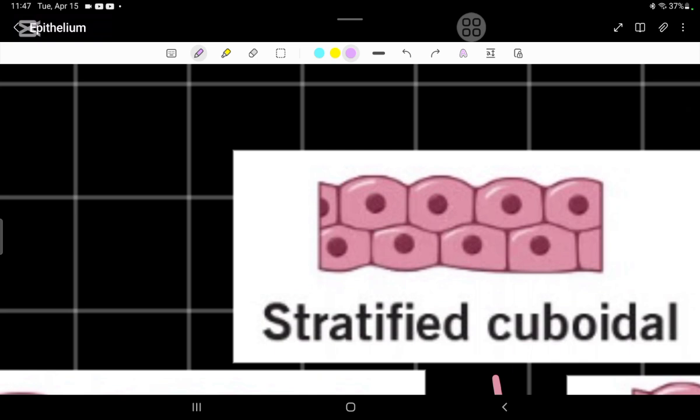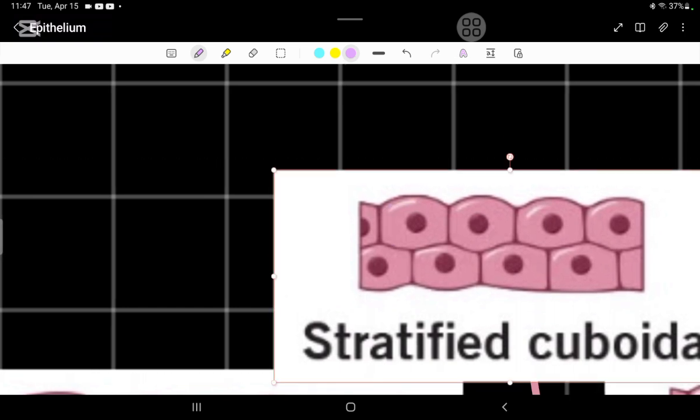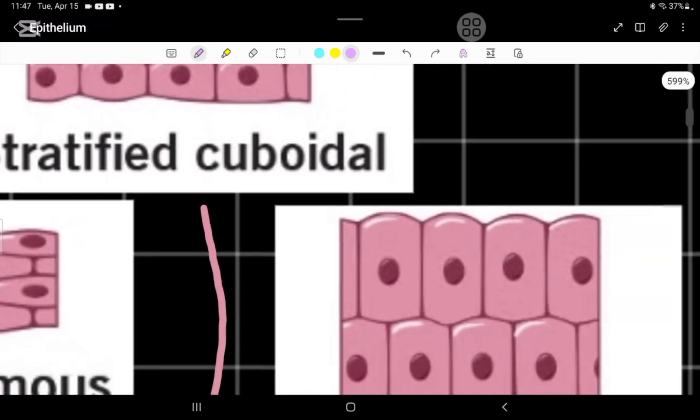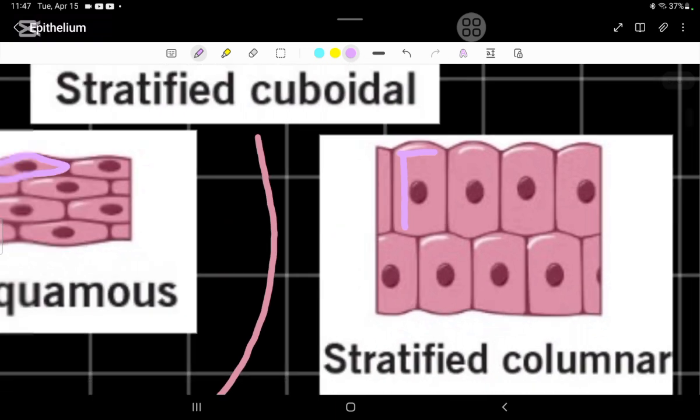How is it so? To make the cube, as all of you know, the length and width of the cube are the same. See over here, length and width. I know it's a little bit different, but we'll consider it as the same. But in stratified columnar, you can see there is a noticeable change in the length and the width. Length is slightly more than the width.